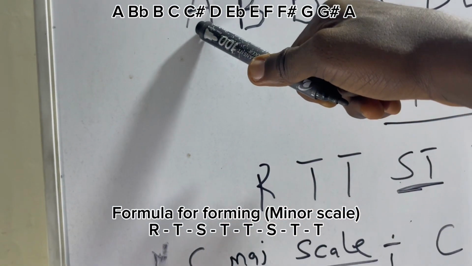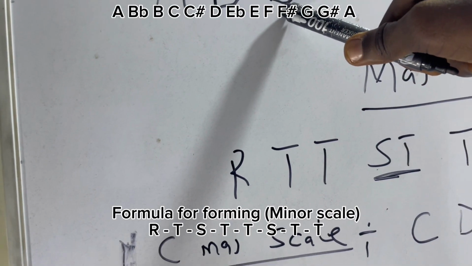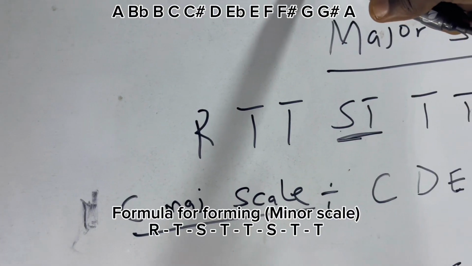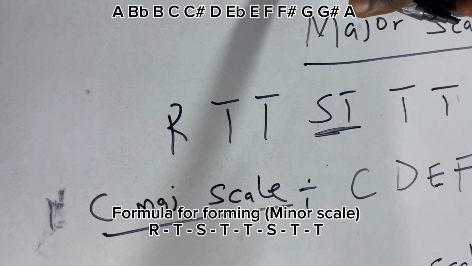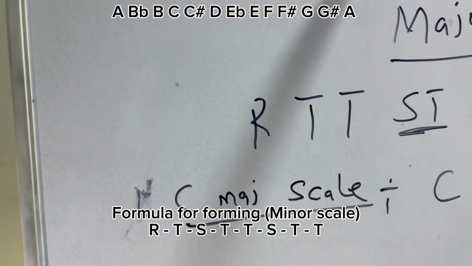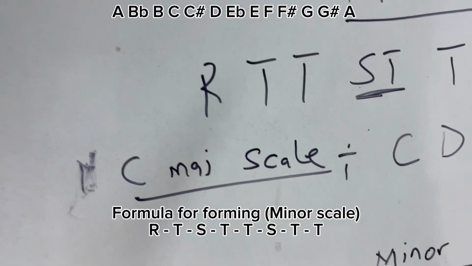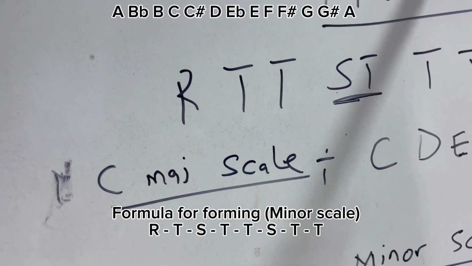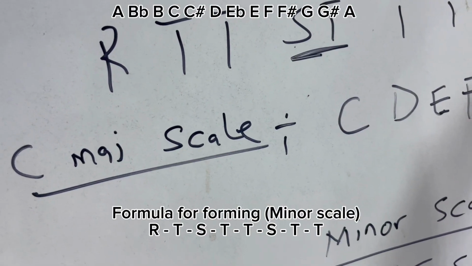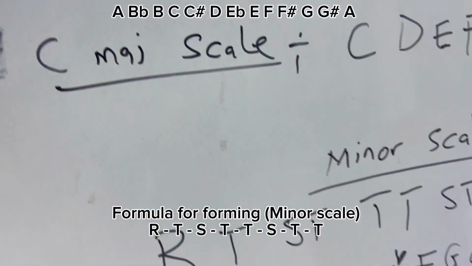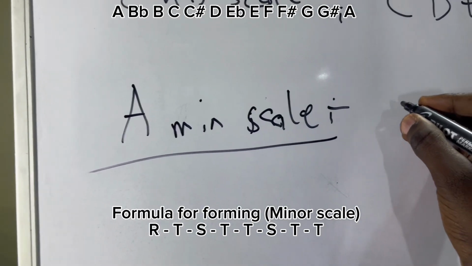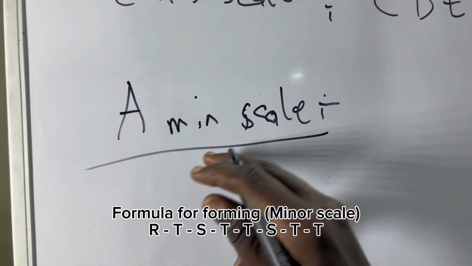So our tone is what? Our tone is B. Our semitone is C. Another tone is D, another tone is E, and the semitone is F, tone G, and back to A, another tone. You see, so here is the minor scale, the A minor scale.